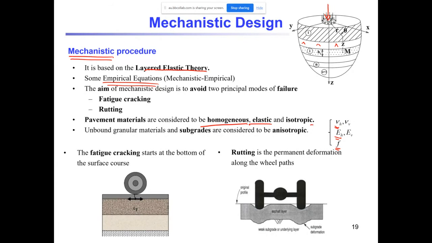If we are dealing with bound material, like asphalt and cement, we are considering isotropic behavior. But for granular material, we need to consider some degree of anisotropy. And we consider the behavior as transversely isotropic, right? Transversely isotropic means EV would be different from EH. And EV is generally 2 times larger than EH in the analysis.